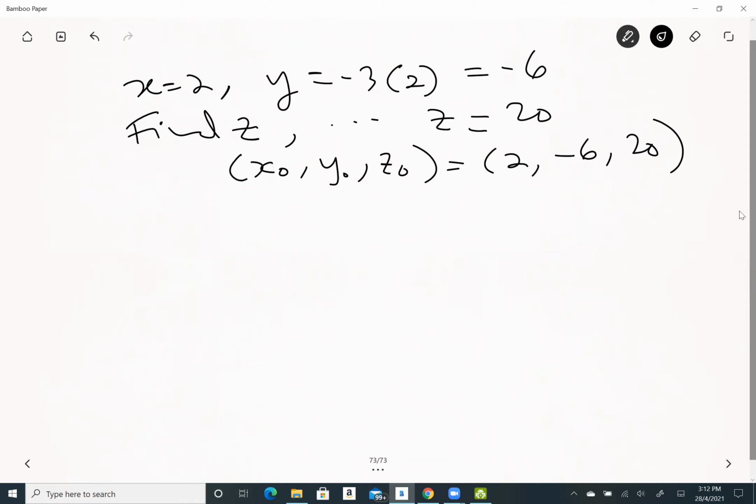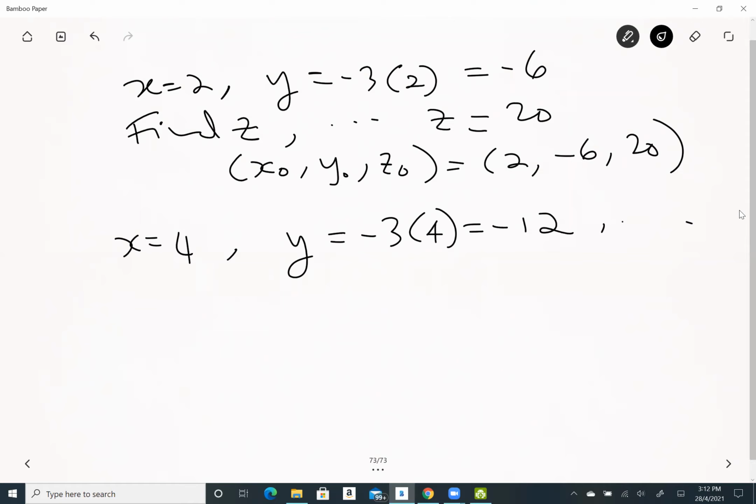Now you do that also for x equal to 4. All right, when x equal to 4, what is y? y equal to negative 3 times 4, that is equal to negative 12. And then you find the value of z. So I got a second critical point, call it x1, y1, z1, that is equal to 4, negative 12, and if you look at the book, that will be 16. So there are 2 critical points.